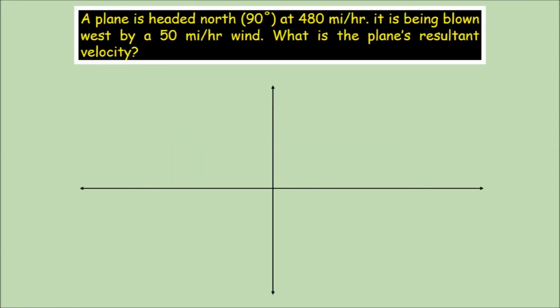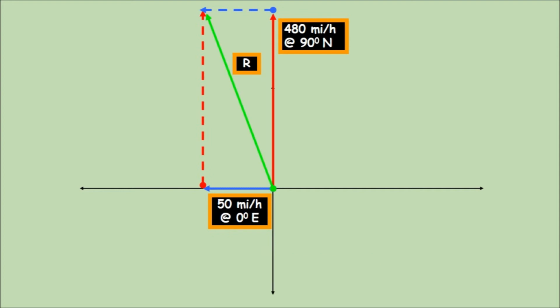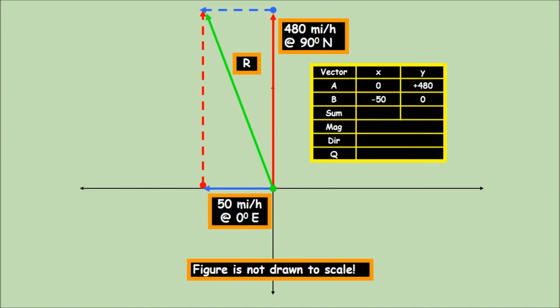Here's a problem. A plane is headed north, 90 degrees, straight up at 480 miles per hour. It's being blown west by a 50 mile an hour wind. What is the plane's resultant velocity? So we can draw the box, and then from the box we can analyze it as a parallelogram. Remember, we have three different things: we have the addition of components, we have the graphical analysis, and then we have the parallelogram. We could use this as a simple way of doing things.